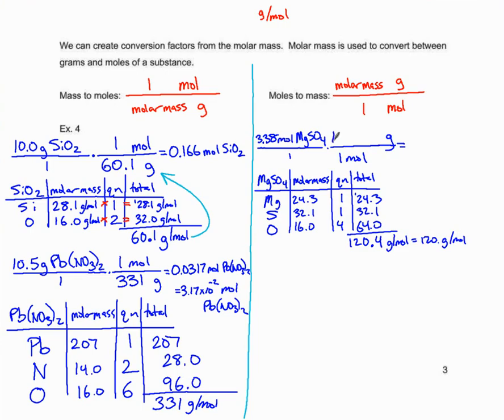So we come back up here, 120 grams in 1 mole, and we have 3.38 moles of magnesium sulfate. So we are multiplying these two numbers in our calculator, and we come up with 406 grams of MgSO4.